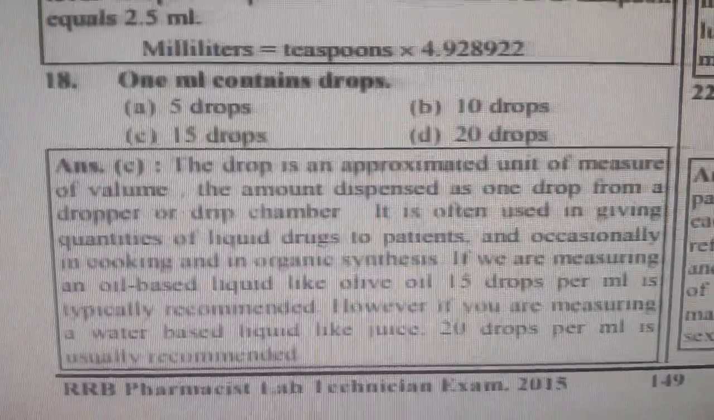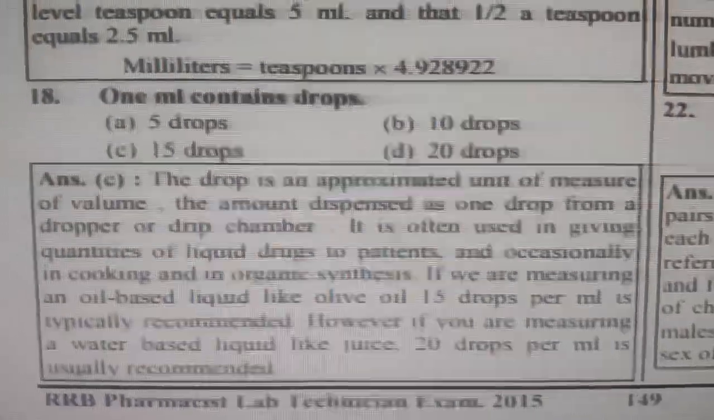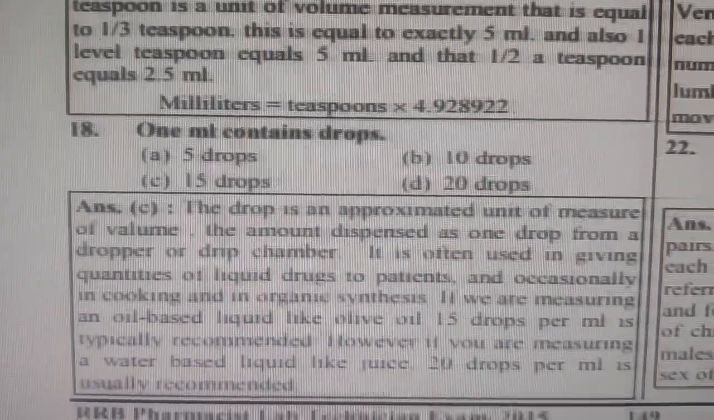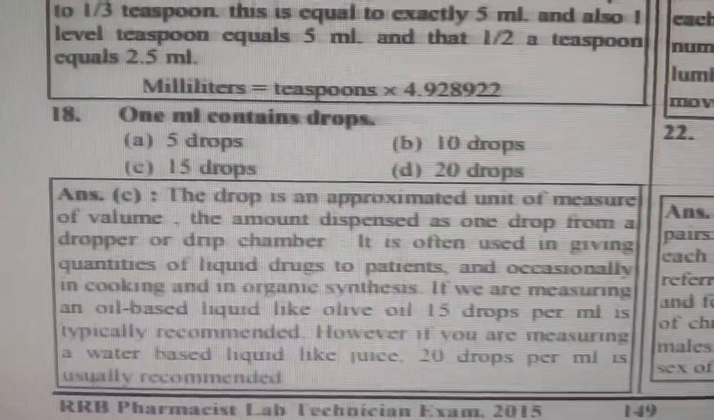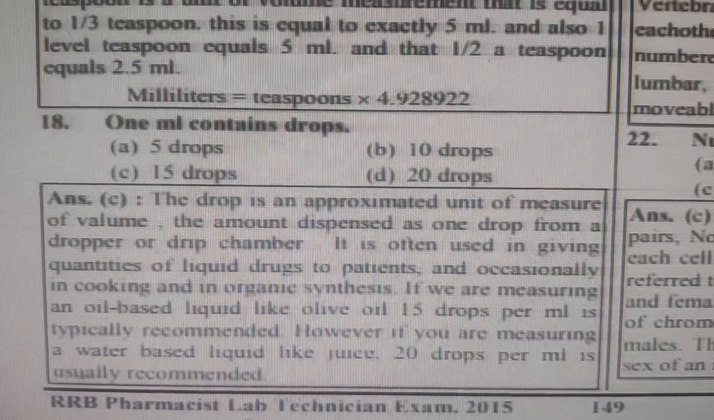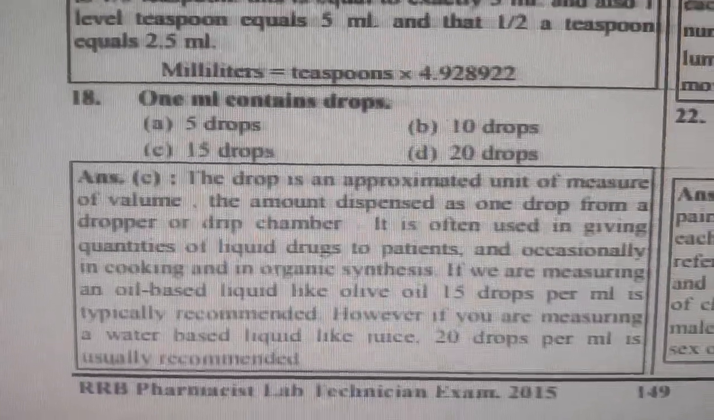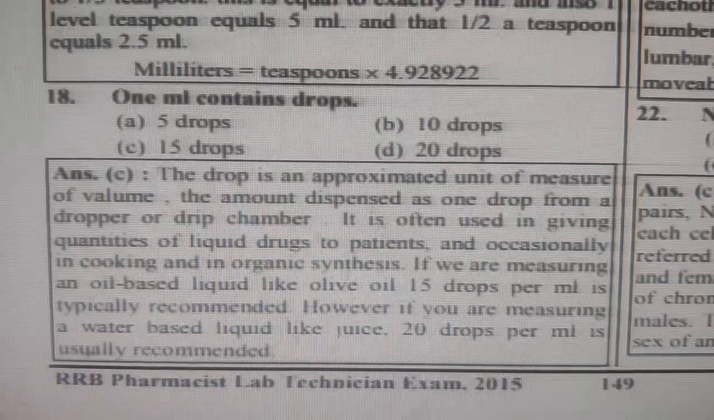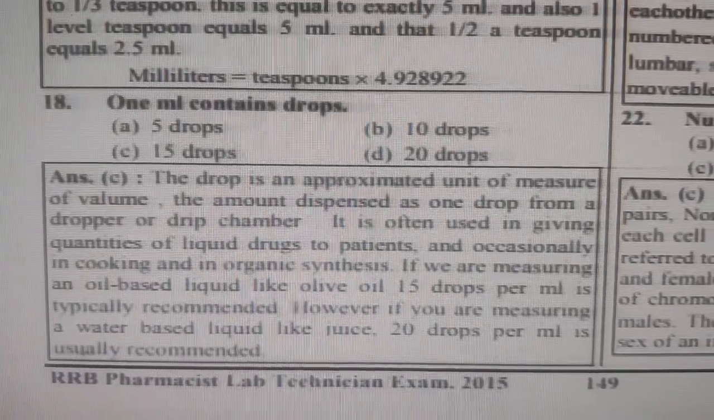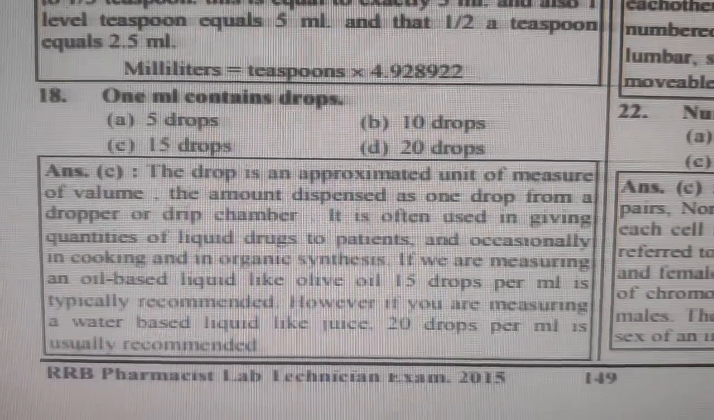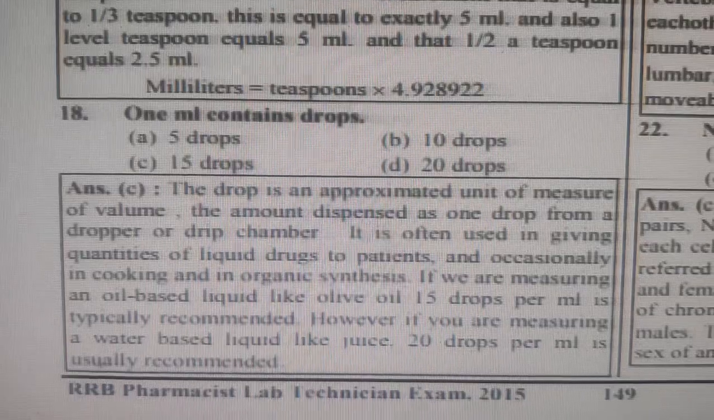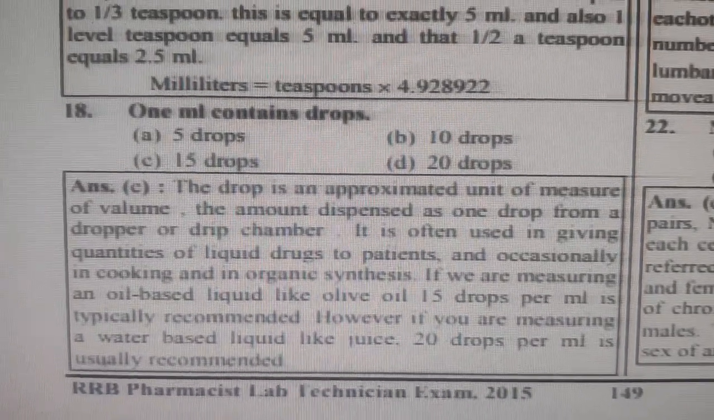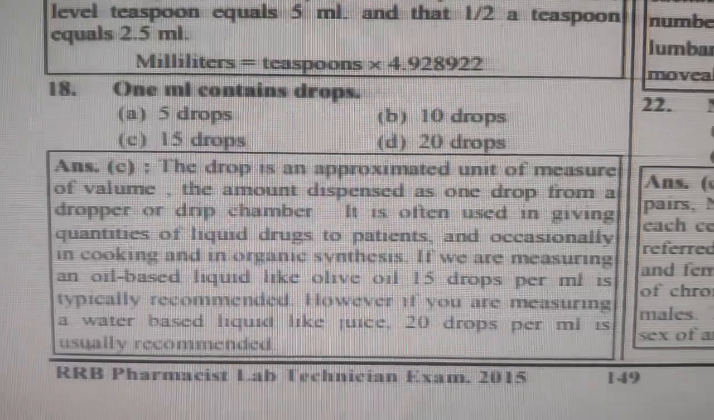One ml contains how many drops? Option A 5 drops, option B 10 drops, option C 15 drops, option D 20 drops. Option C is the right answer, 15 drops. The drop is an approximate unit of measurement of volume. The amount depends on the drop or dripper chamber.